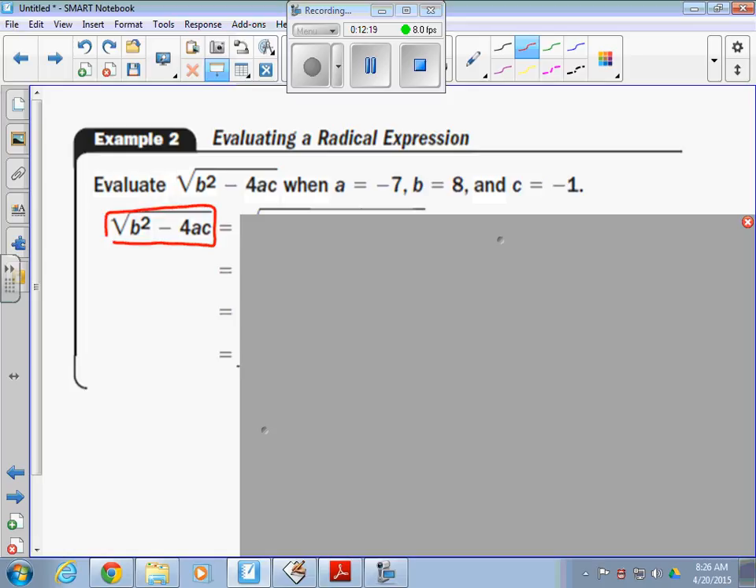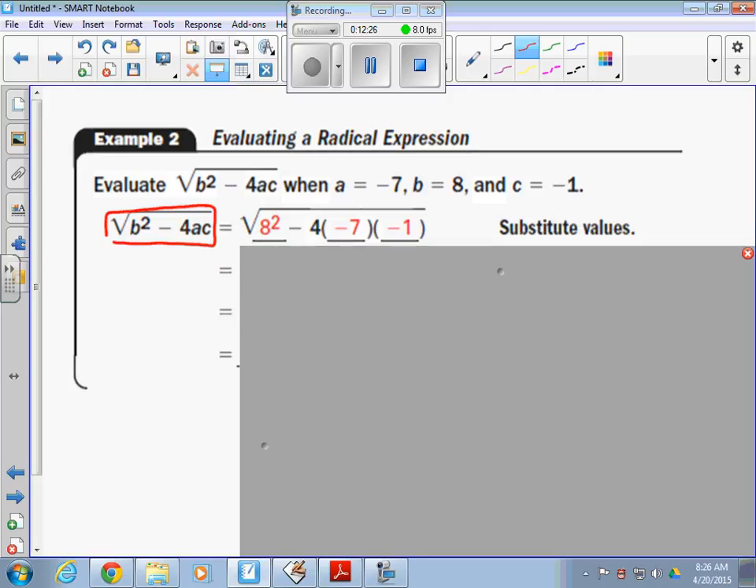You'll get used to this expression. But we're going to treat it just like anything else. We're just going to sub the numbers in, and we're going to work the order of operations. When you sub the numbers in, you get 8 in place of b, so 8 squared, minus 4 times, in place of a, you have negative 7, and in place of c, negative 1. Then work your order of operations. Work everything under the radical first.